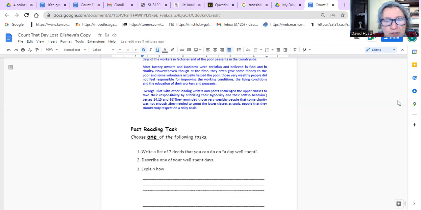These writers reminded those very wealthy people that charity is not enough. They needed to count the lower classes as souls. They needed to treat people of the very low classes as souls, in the sense of people, but also as equals. People that they should truly respect on a daily basis.